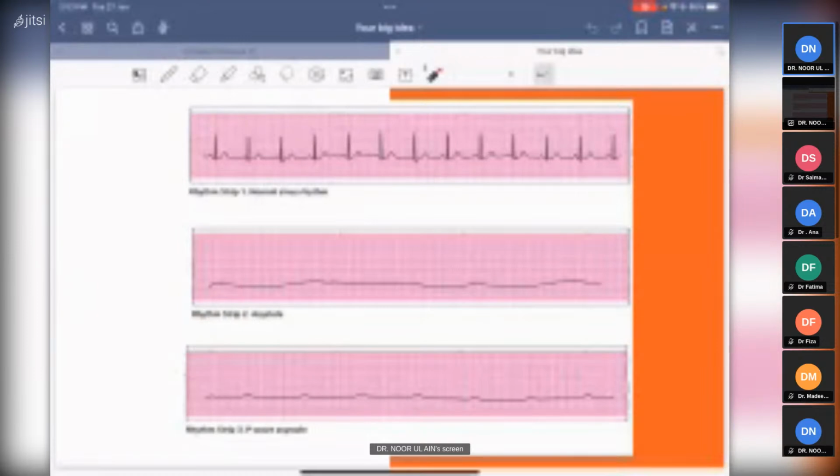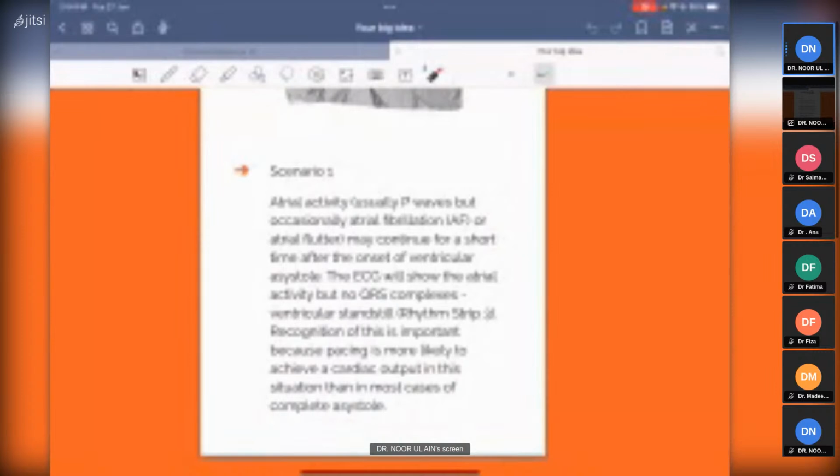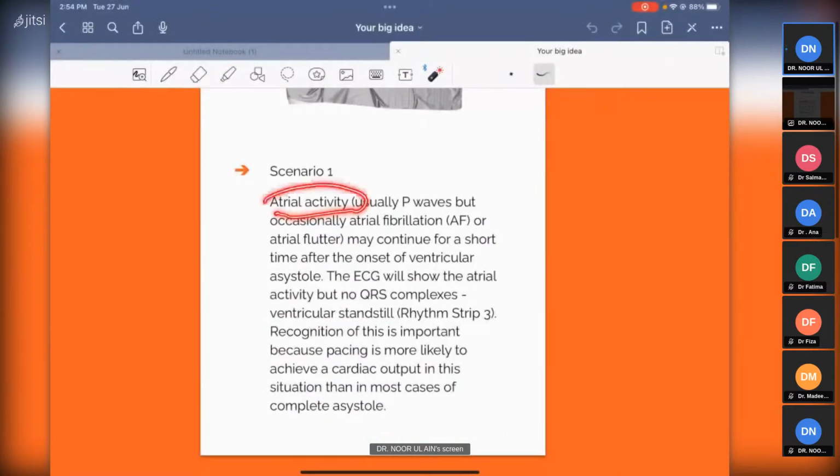Yes? Coming to the second scenario, it's not important, but I'll just go over it. This is something called P wave asystole. If you see, you're still having P waves, right? You still have P waves. But what you don't have is a QRS complex, right? And that's my first scenario. So P wave means there is some sort of atrial activity, but what we are not seeing is QRS. That means the ventricles are not working. The ventricle is in asystole or ventricular standstill.